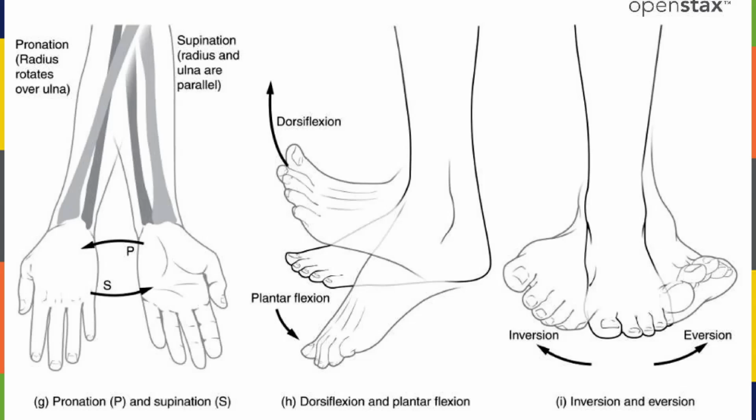In the foot, we find dorsiflexion and plantar flexion. Dorsiflexion occurs when you lift your toes toward your shin, while plantar flexion points your toes downward. These movements are crucial for walking, as dorsiflexion helps clear your toes during the swing phase of gait, while plantar flexion provides the push-off force needed for forward movement.